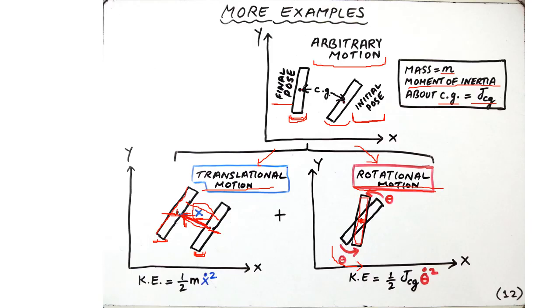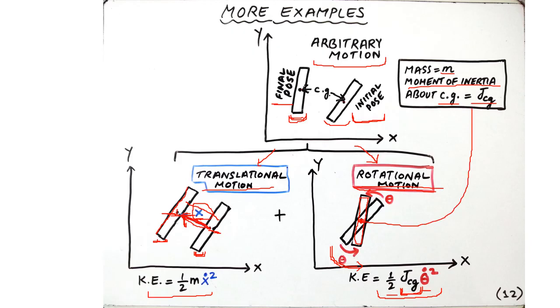So the kinetic energy due to the translational motion is simply half times x dot squared times the mass, but the rotational component of the arbitrary motion will be half times theta dot squared, that's because of the angular rotation, times the mass moment of inertia of the object, which is the pendulum bar, about its center of gravity. So this is very important.